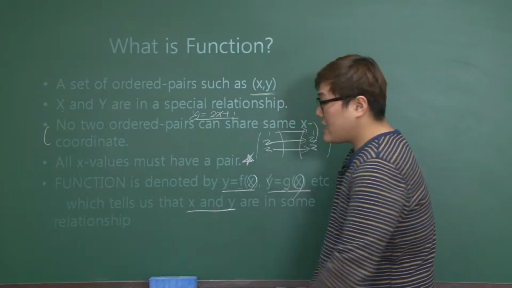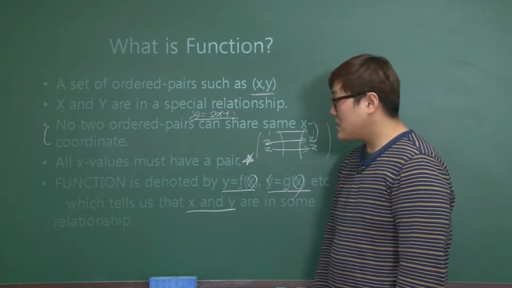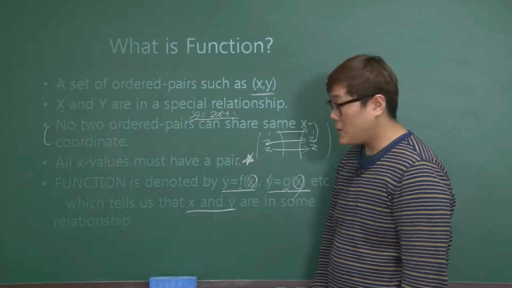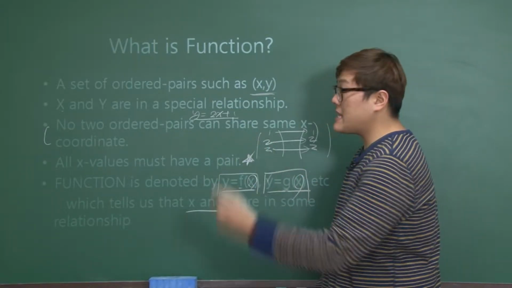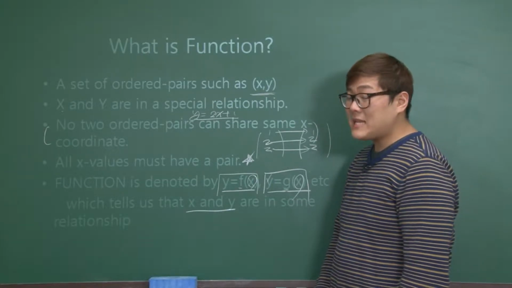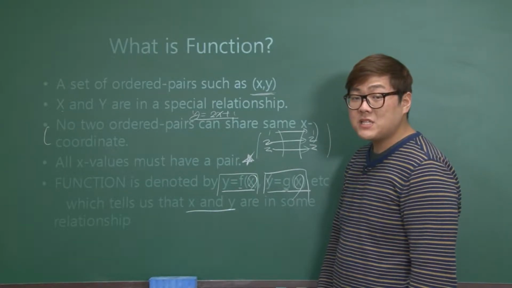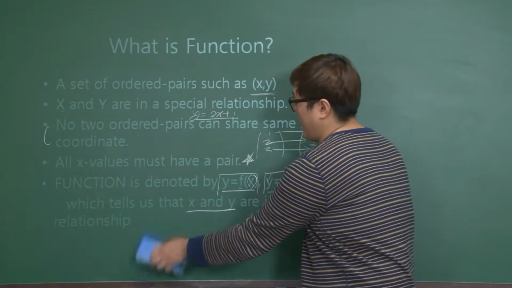And that also lets you know that x and y are in some special relationship. So just be careful. It can be denoted by f of x and g of x, and so on, which means that y can be expressed in terms of x.